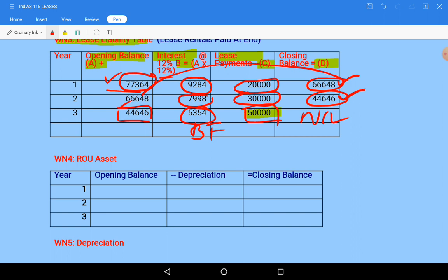At the end of the third year, you need to pay entire lease liability 50,000. From 50,000, you deduct the initial opening balance of lease liability. Difference will be taken as interest charges. Okay, at the end of the lease term, there will not be any more liability. Next, right to use of asset. Asset value is how much? 77,360.